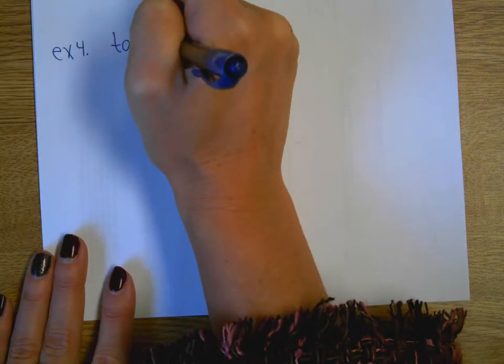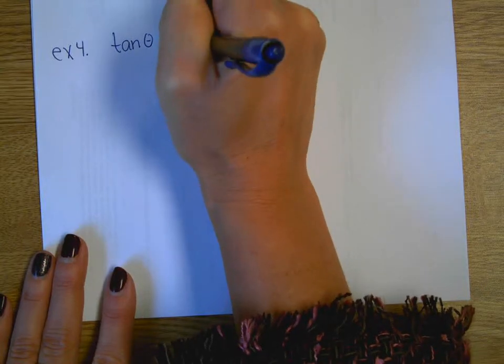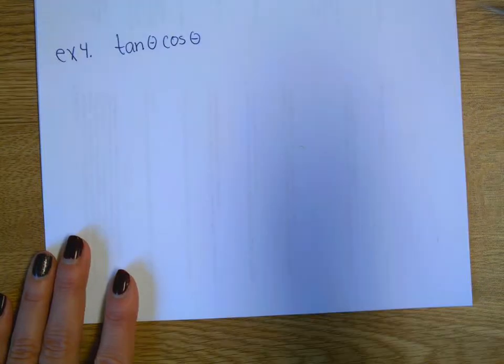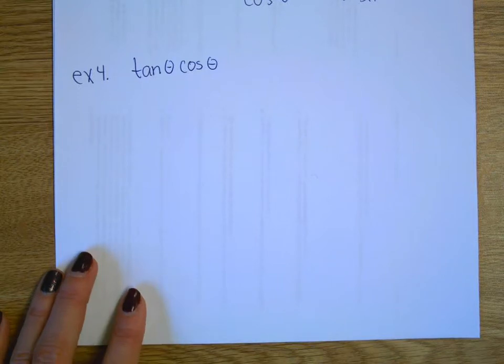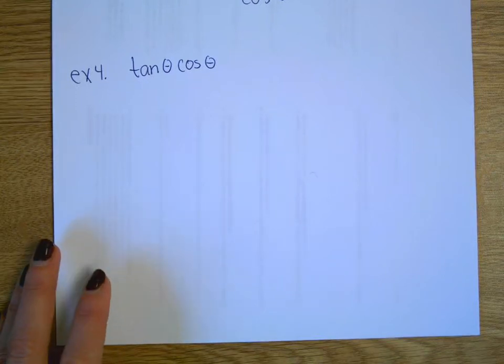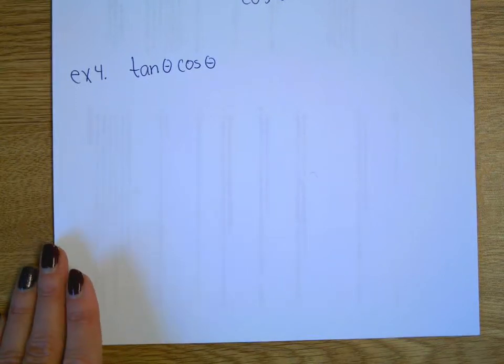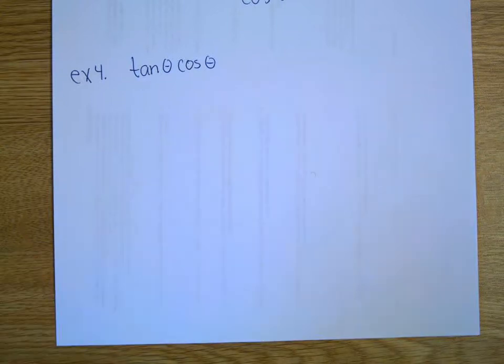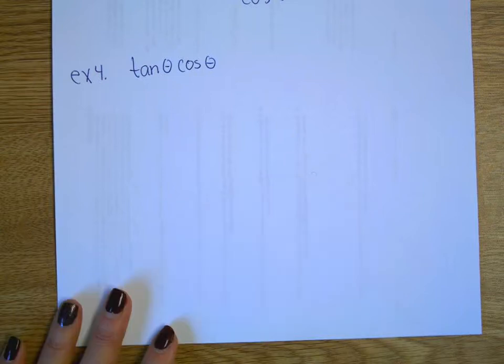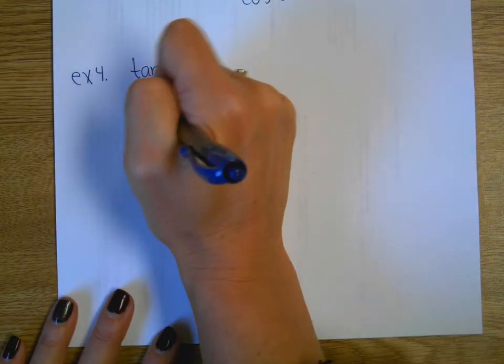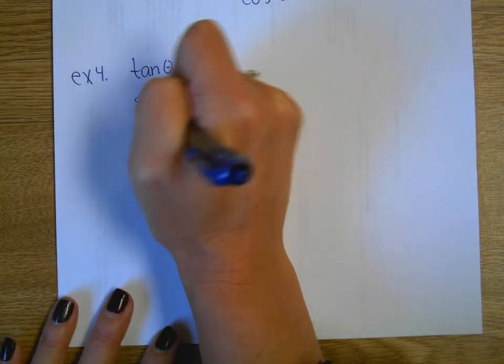Tangent theta times cosine theta. This little chunk of problems, they tell you to simplify this down to a single trig function. So you're not done until you're down to a single trig function. What's your one road you can travel down here to start this out? We can change tangent to sine over cosine. That is a perfect start. You are on the correct road. You are on the paved road.